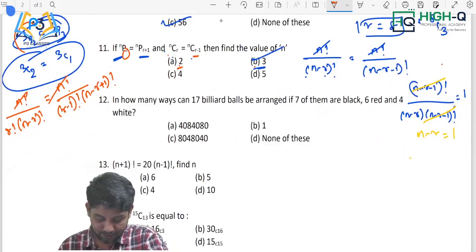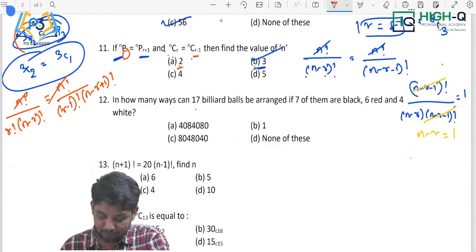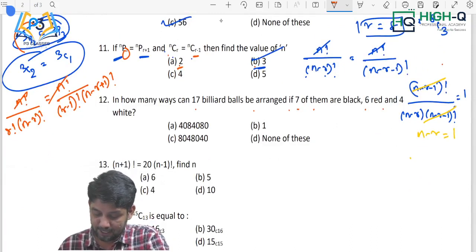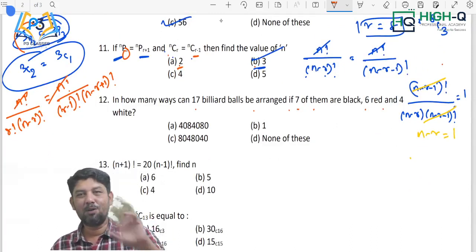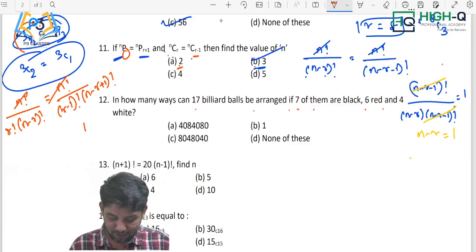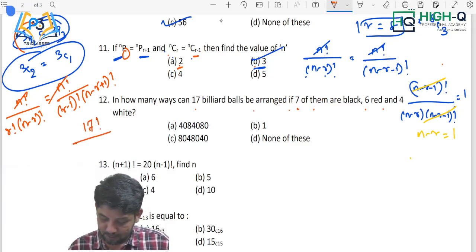Next. In how many ways can 17 billiard balls be arranged if 7 of them are black, 6 red and 4 white balls? Billiard balls are always identical, my dear. So simply what you'll write: 17 factorial divided by 7 factorial, 6 factorial, 4 factorial.